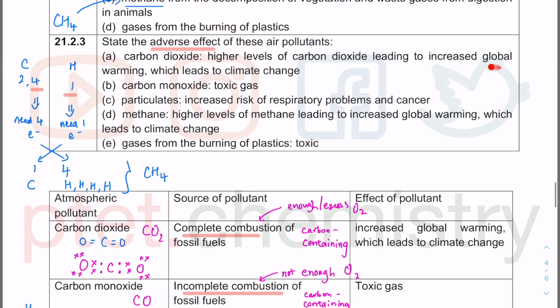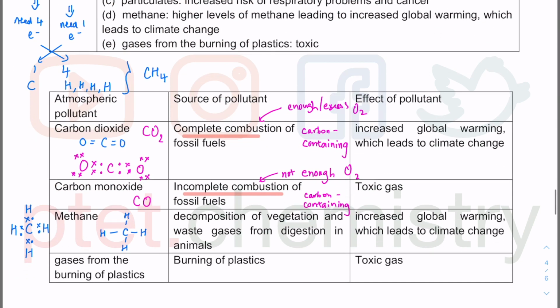This will lead to increased global warming, and this is basically the earth is getting hotter and hotter every year, and this leads to huge climate change around the world. So basically carbon dioxide, increased global warming leads to climate change.